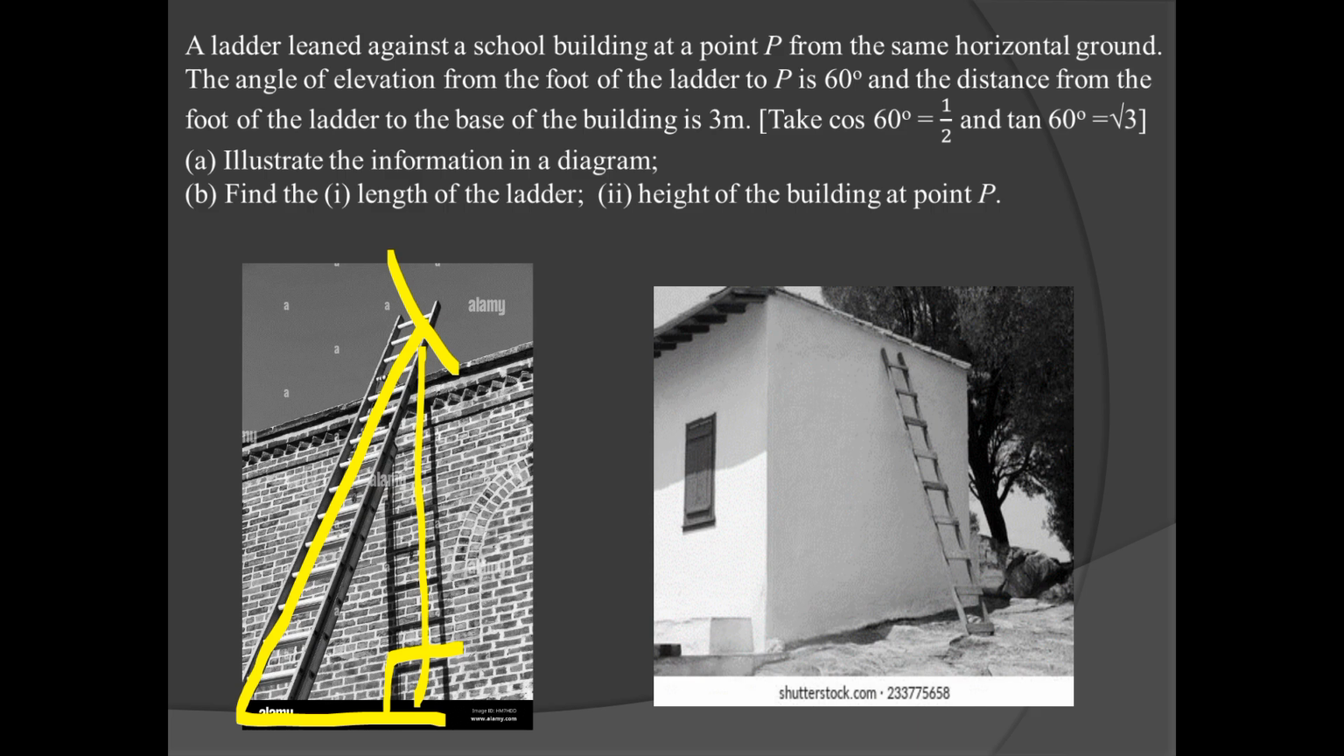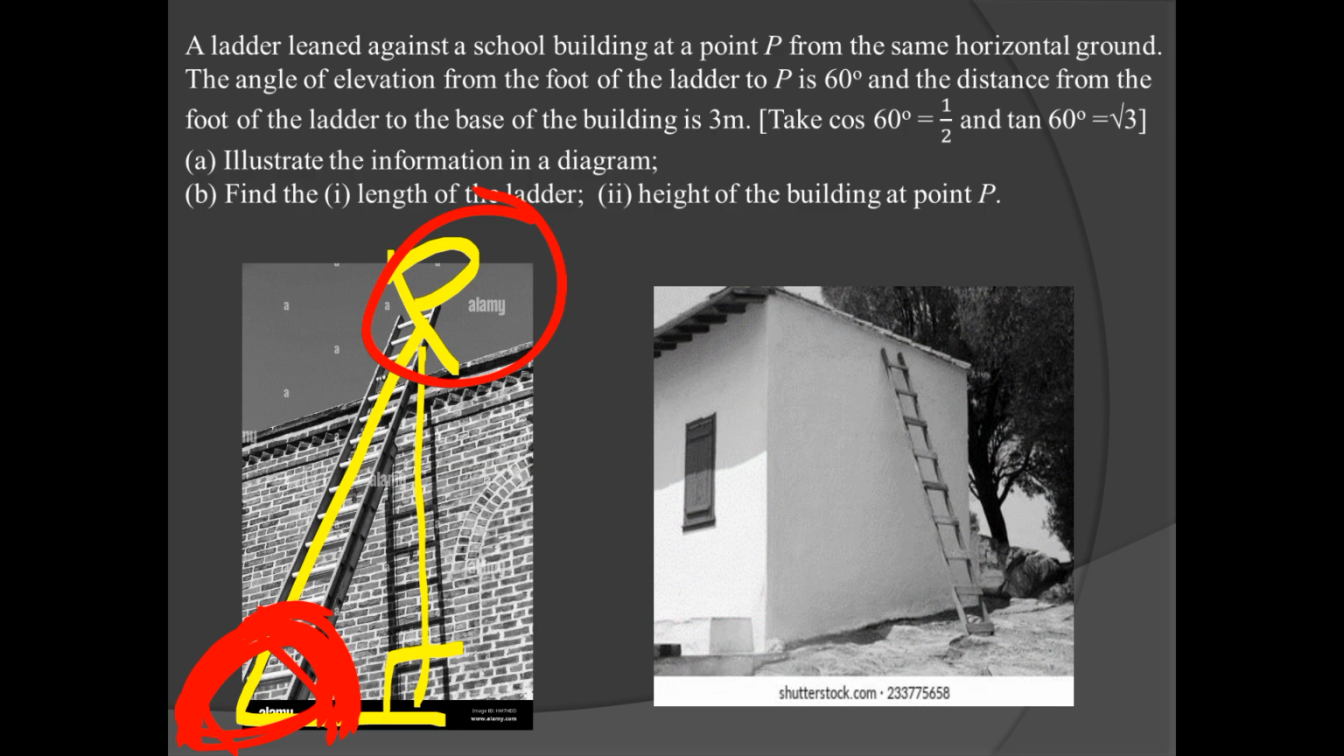Okay, and then this is our P. So the angle of elevation from the foot of the ladder to P is 60 degrees. So this is going to be the angle because we are going to look upwards so we can see P. Angle of elevation from the foot. Where is the foot of the ladder? There's the foot of the ladder. Is that not at the end of the ladder? Angle of elevation from the foot of the ladder to P. So we are looking at it from the foot of the ladder to P.